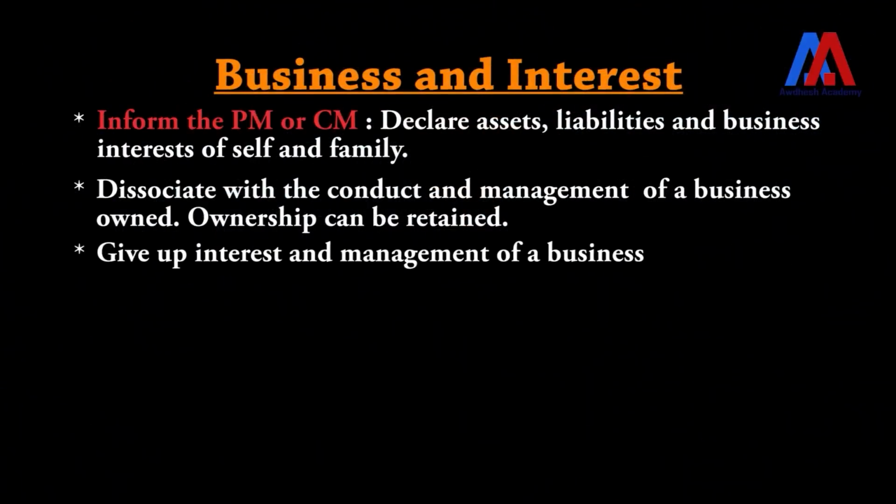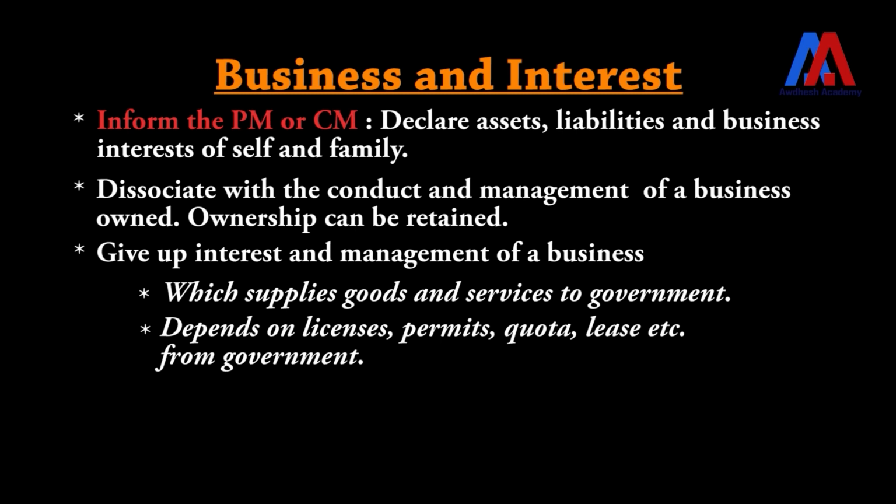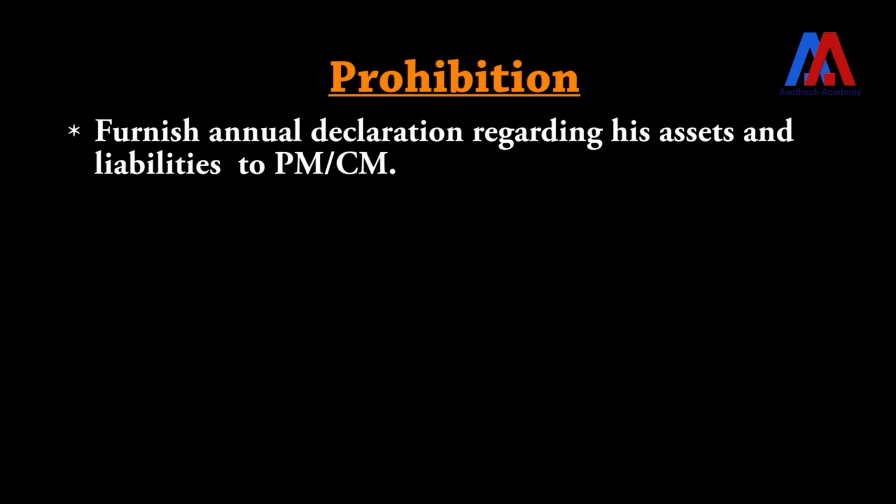They are also required to give up their interest and management of a business which supplies goods and services to the government, which depends on the licenses, permits, quota or lease from the government, because they are in power and that will create a conflict of interest. The second part deals with the prohibition. The ministers, as soon as they come to the office and as long as they are in the office, they are required to furnish the annual declaration regarding their assets and liabilities to the Prime Minister.